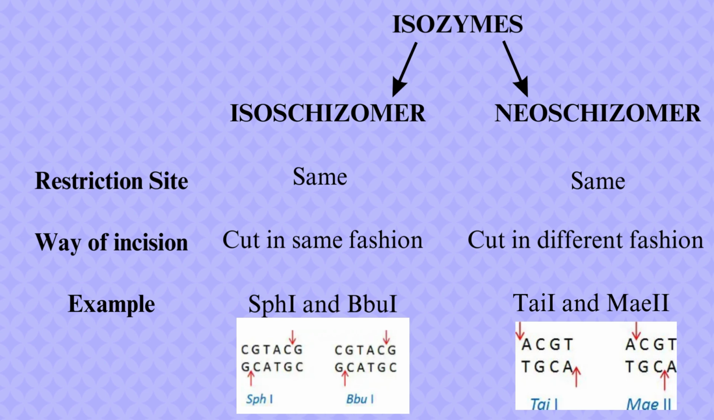And neoschizomers have the same restriction site but they differ in cutting patterns. For example, TaiI and MaeII. They both have the same restriction site, that is ACGT, but MaeII cuts between A and C, producing sticky ends at the 5' end. On the other hand, TaiI produces blunt ends.